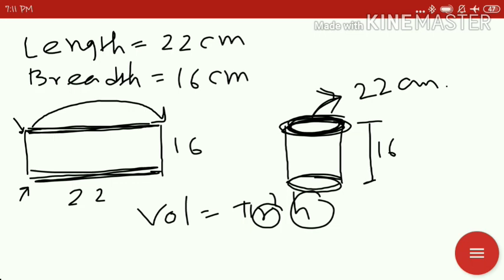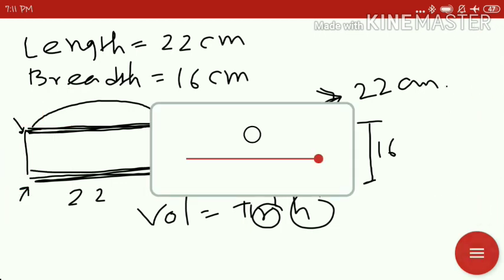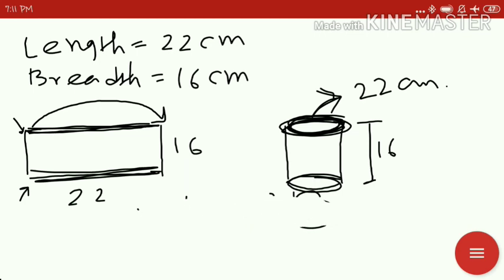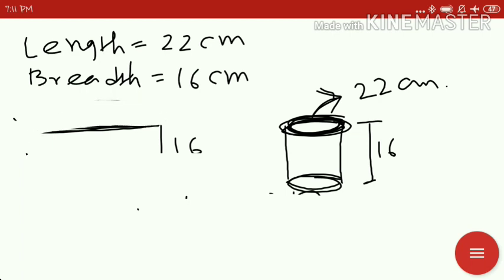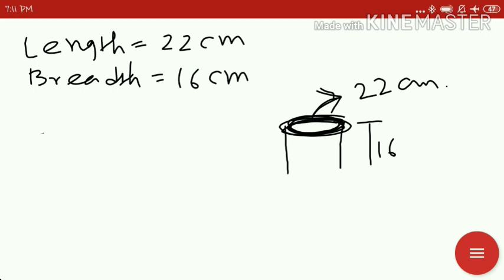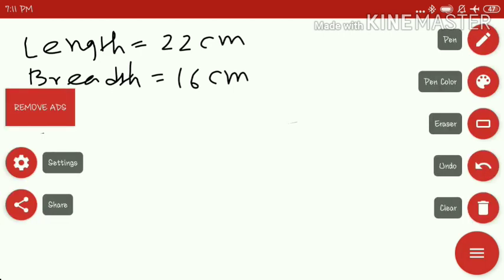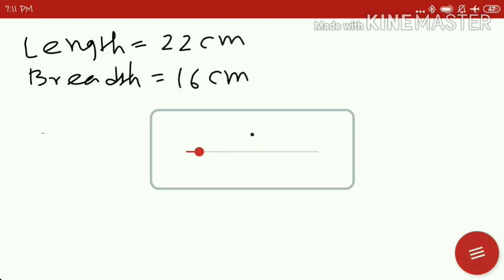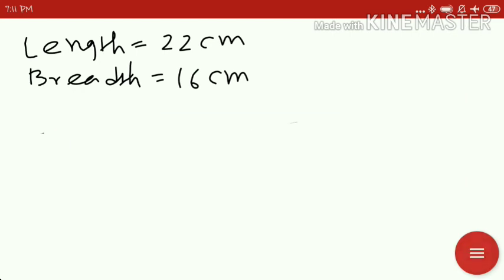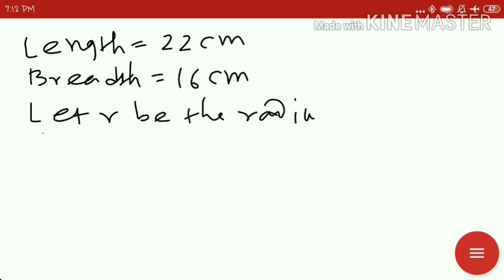So how to find r? The given clue is that the circumference is the same as the length of the rectangular tin foil. Circumference means the circular part, so circumference is 2 pi r. So 2 pi r equals 22. From that clue, we can easily find the radius. So we will find the radius first. Let R be the radius of the cylinder.